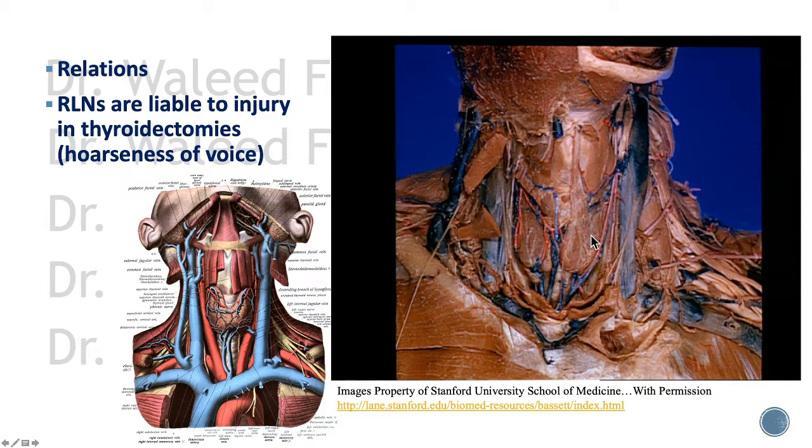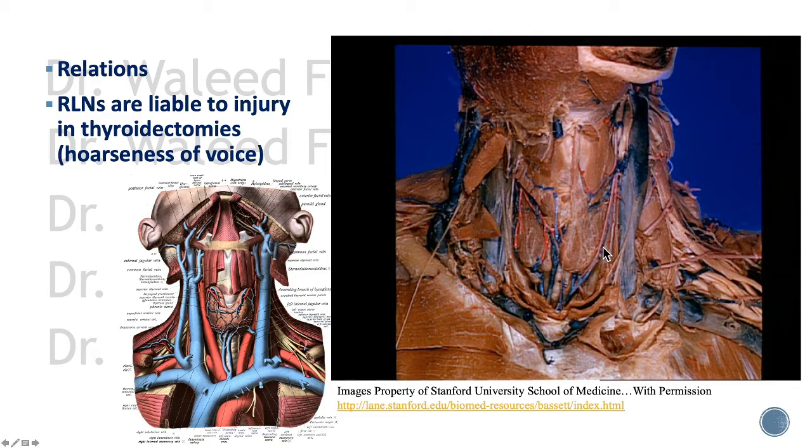Posterolateral to the gland is the carotid sheath with its contents, the internal jugular vein, the common carotid artery, and the vagus nerve. Excuse me. And posteromedial to the gland will be the trachea and esophagus with the recurrent laryngeal nerve in between. This is a very important relation. The recurrent laryngeal nerve is essential for the function of the larynx.